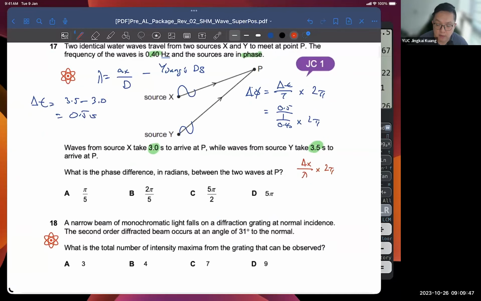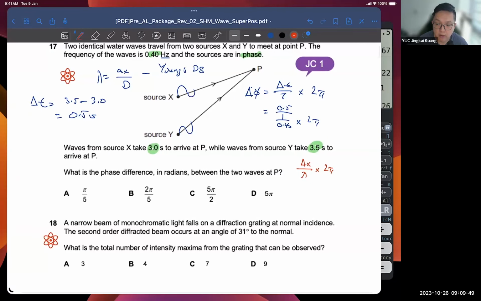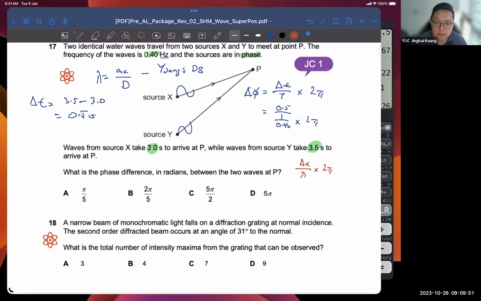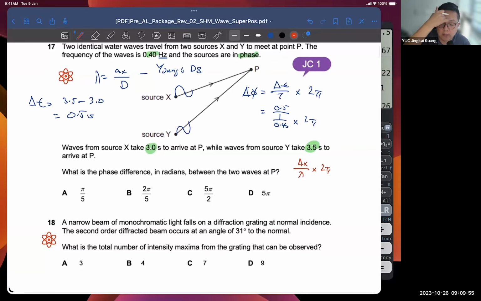You should be able to calculate. Amplitude is a bit hard to calculate because it's not in phase. You don't really know the wavelength, so it's a bit hard to calculate amplitude. But if let's say your phase difference is in nice multiples, or let's say like pi, then you can work it out. All right. 18.